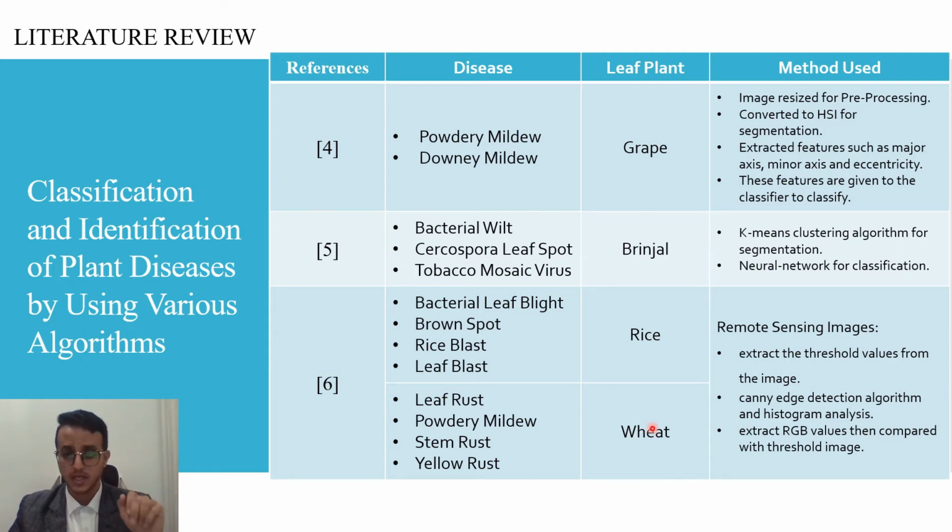The method used in this paper for classification of rice and wheat is remote sensing images, done by extracting the threshold values from the images. Also, the canny edge detection algorithm and histogram analysis. Extract RGB values, then compare with the threshold image.